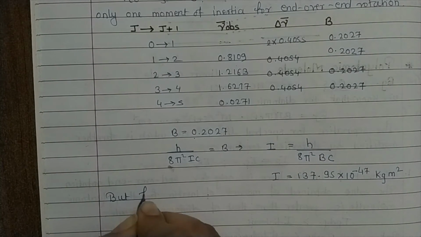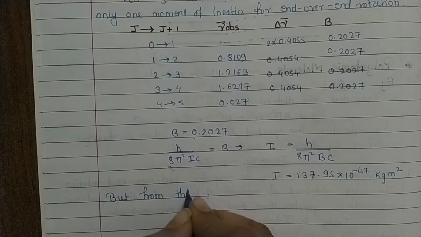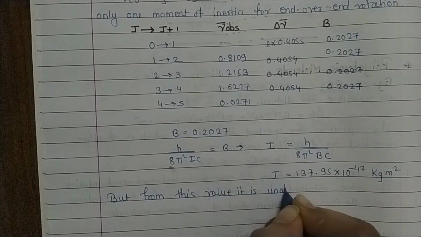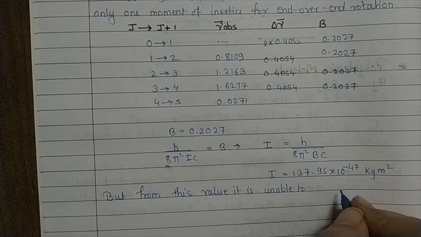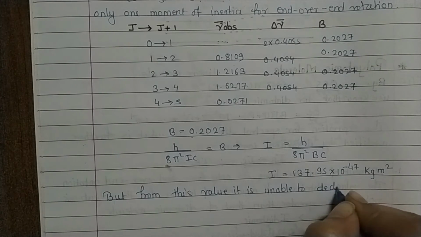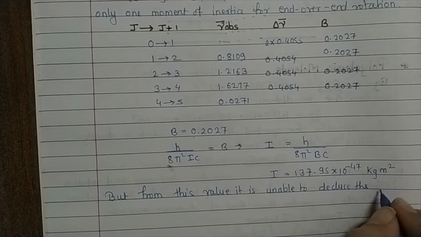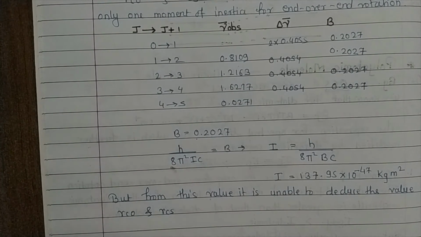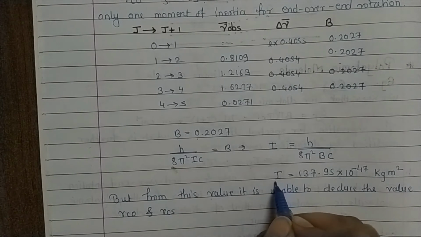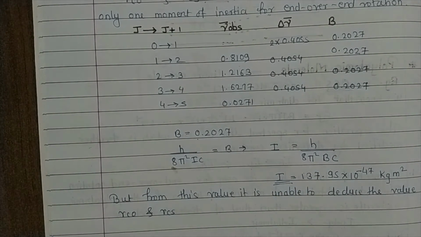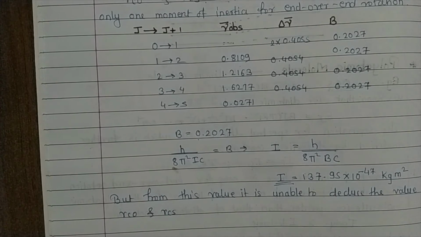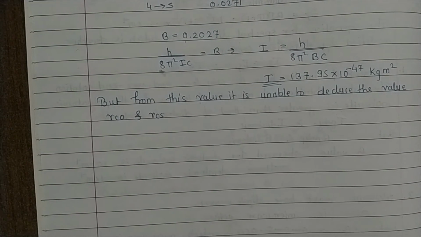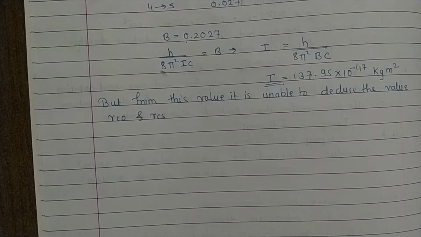But from this value, it is unable to deduce the value of RCO and RCS, isn't it? So from just one value of I, it is really impossible to deduce the value of two internuclear distances. So now what should be done to solve this problem?